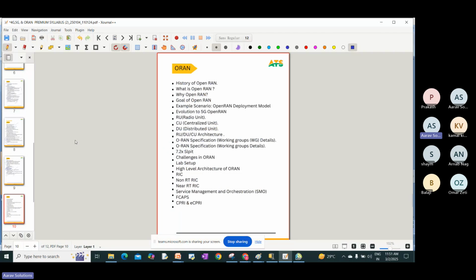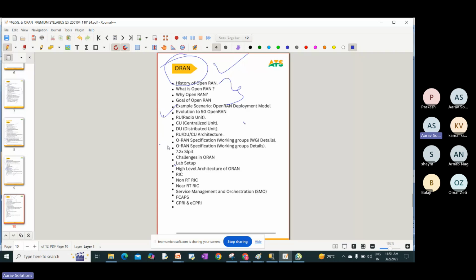Now after this we will finally reach ORAN. ORAN is nowadays a very new implementation happening on the network side. So we will first understand what is ORAN, why we need ORAN, what is the motivation behind ORAN, and the use cases and benefits, and the deployment options or deployment models we have for ORAN.